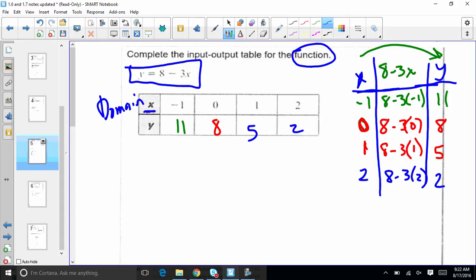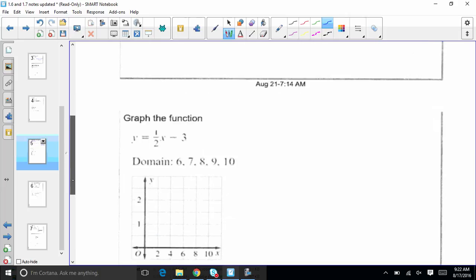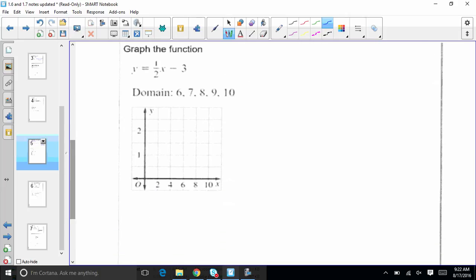All right. Easy enough. We follow the rule here. The rule is the function itself. It shows the relationship between X and Y. I'll scroll down to the bottom, and now they want us to graph the function.